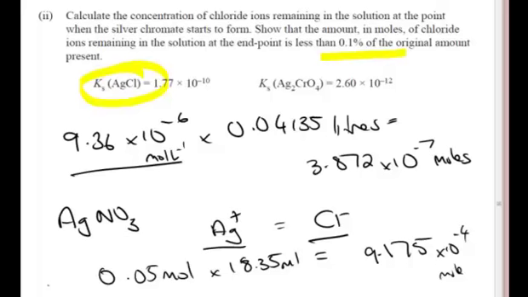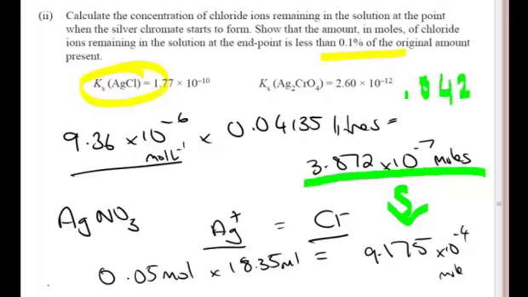And if you make a comparison between those two, that's done just by dividing this number of moles by that number of moles, times it by 100, you should get, I think it's, 0.042%, and that's obviously significantly less than 0.1%. So you've shown that in that calculation.